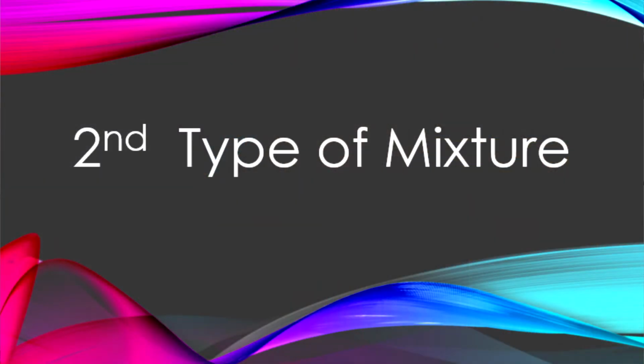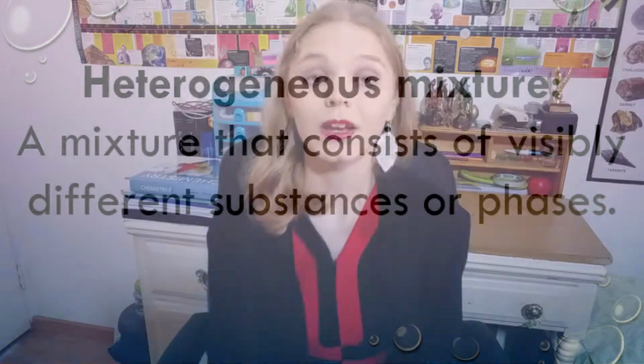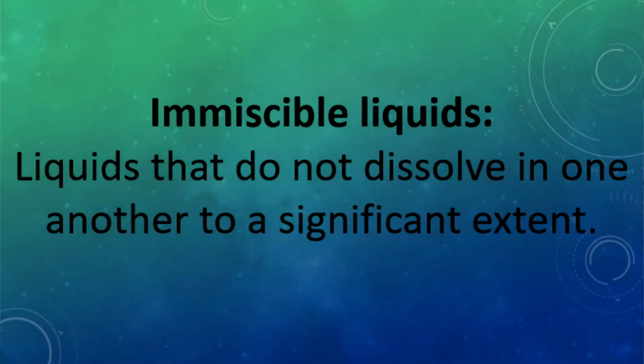Okay, moving on. The second kind of mixture is called a heterogeneous mixture. Exam definition: heterogeneous mixture. A mixture that consists of visibly different substances or phases. For example, heterogeneous mixtures are immiscible liquids such as oil and water. Now, what does the word immiscible mean? Immiscible: liquids that do not dissolve in one another to a significant extent.